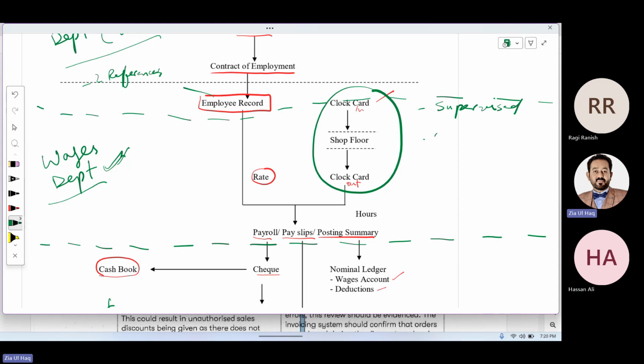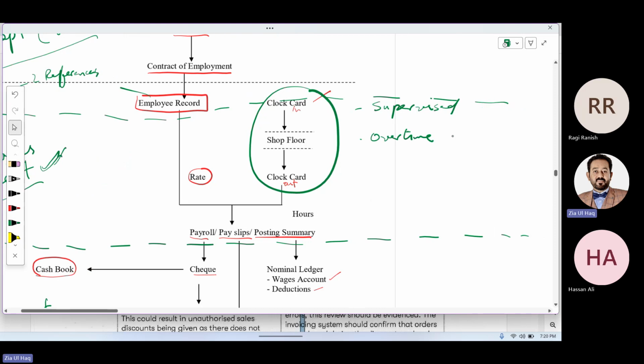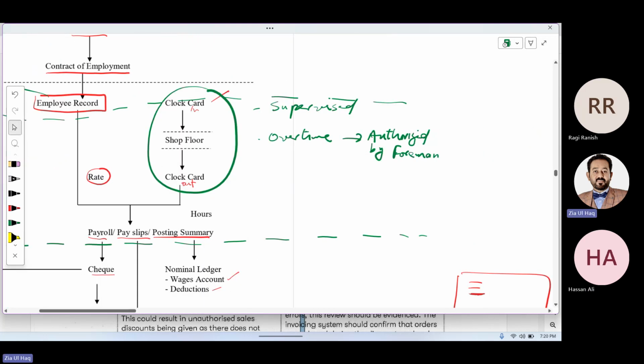And then overtime should be authorized by the foreman. Who is the foreman? The shift supervisor, under whom employees are working. Why do companies require overtime? Why do companies require overtime? To reach the daily target.